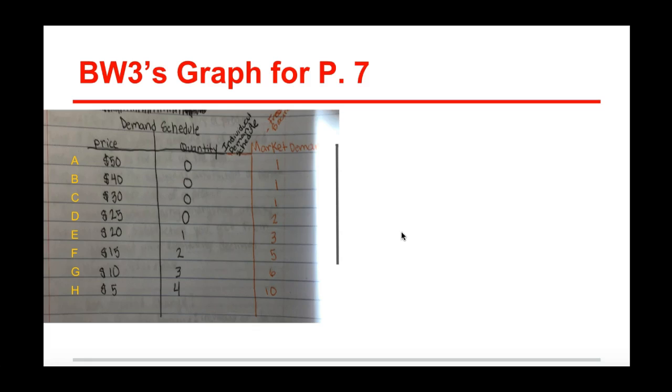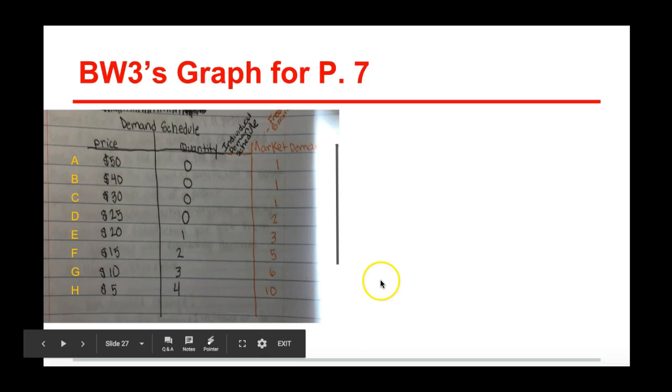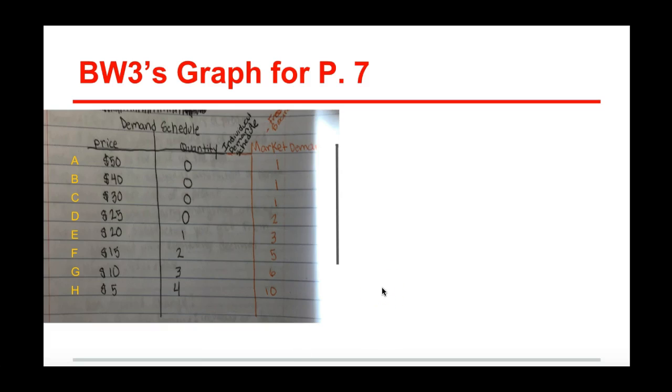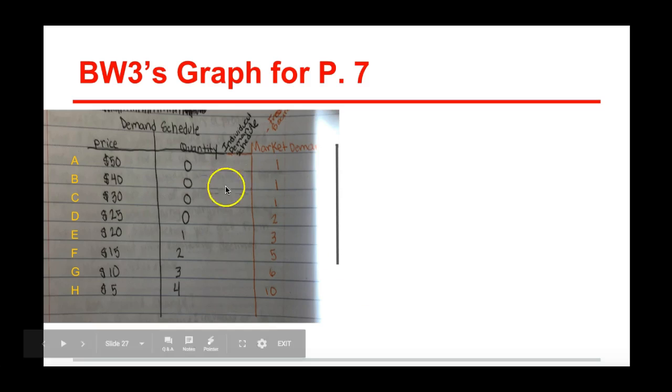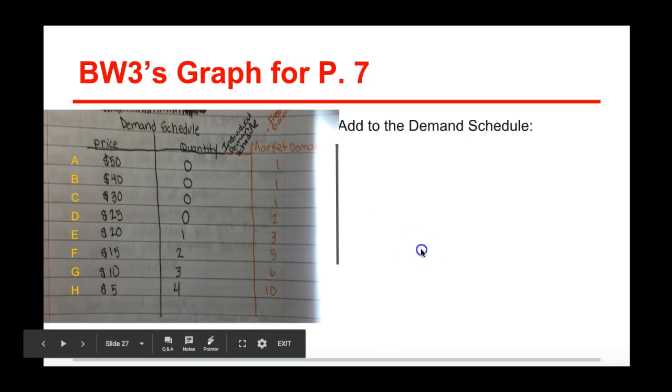Okay, so hopefully you're done with that. To the right of the market demand column, we're going to add a column, because we're going to be trying to figure out the elasticity of demand for your BW3's graph. So to the right over here, you're going to add another column. Add to the demand schedule total revenue.